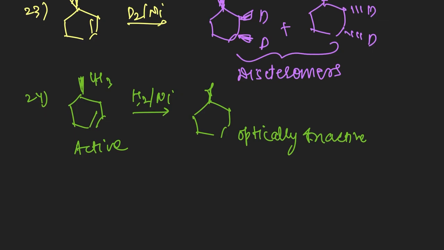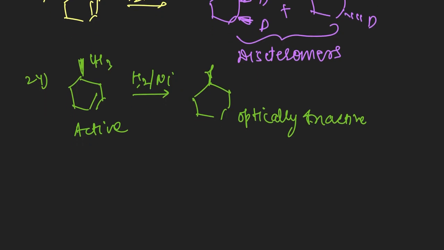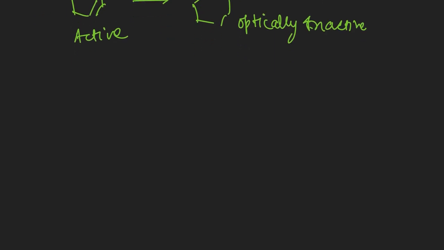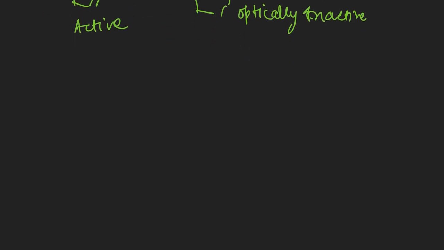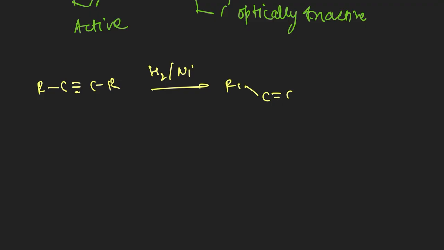Now let's see a type of question. We have one more type of question. Let's see, we have hydrogenation. Let's say we have a triple bond. When we react it with hydrogen and nickel, it will form an alkene, a cis alkene. Hydrogen and hydrogen. When further hydrogenated, it will form an alkane.